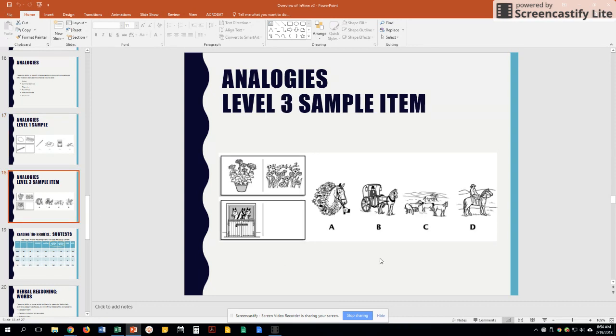In terms of the analogies, this is a little more complex example. You have flowers in a flower pot, and then you have the wildflowers in the field. So you have your horses in your stable, and the thing that would be the closest to that particular picture would be C.